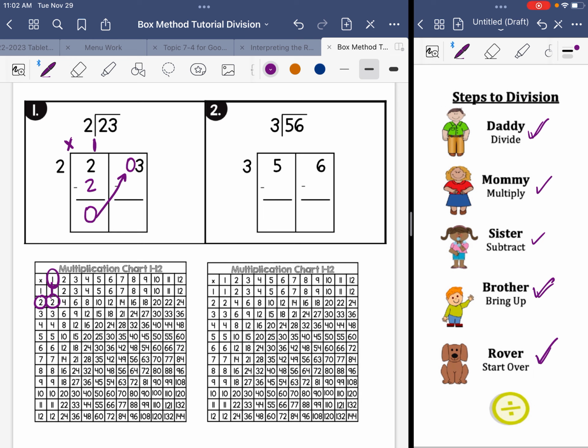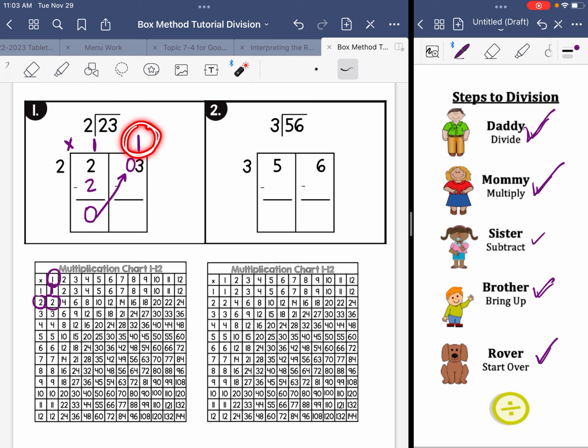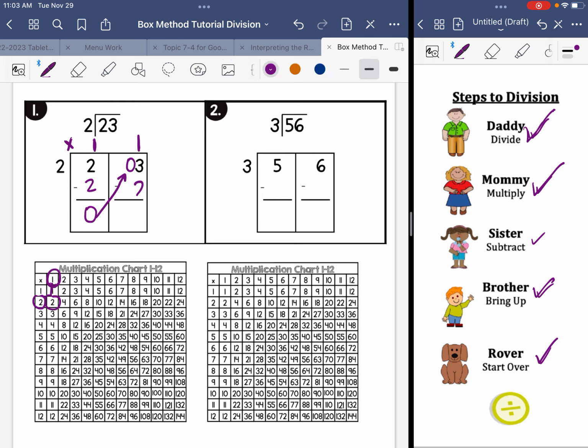So now you're going to ask yourself, how many groups of 2 can you make with 3 dots? So then I'll go to my 2's again, and I'll go find 3 or smaller. 4 is too big, so I have to go with 2. How many groups is that? 1. So I'm going to put 1 on top. After we did daddy divide, next it's mommy multiply. And you're going to multiply the number we just put on top, which is 1 times 2. What's 1 times 2? 2.